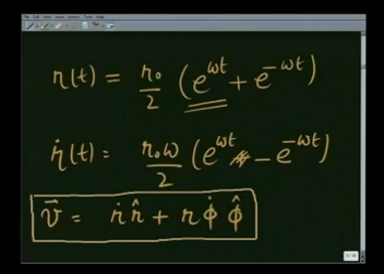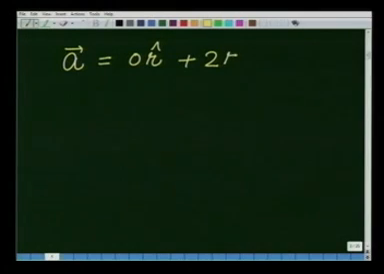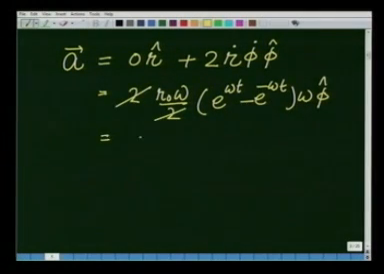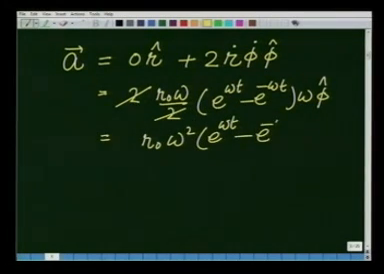How about the acceleration of the particle? The acceleration, as you have already calculated, is 0 in the r direction and 2 r dot phi dot in the phi direction. Using the expression for r derived earlier, this comes out to be 2 r 0 omega by 2 (e raised to omega t minus e raised to minus omega t) times omega, which is the value of phi dot, in the phi direction. This 2 cancels and the acceleration therefore is r naught omega square (e raised to omega t minus e raised to minus omega t) in the phi direction. This is the general expression for the acceleration for this bead moving on the wire.